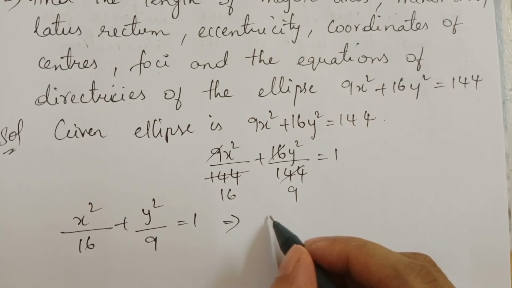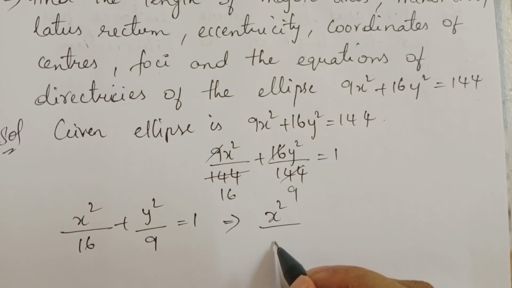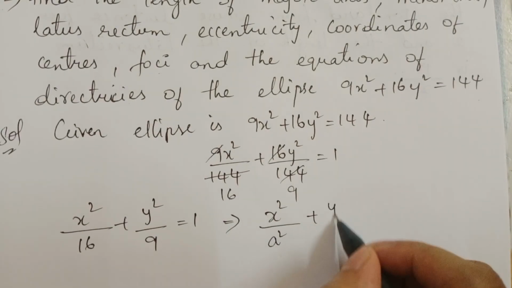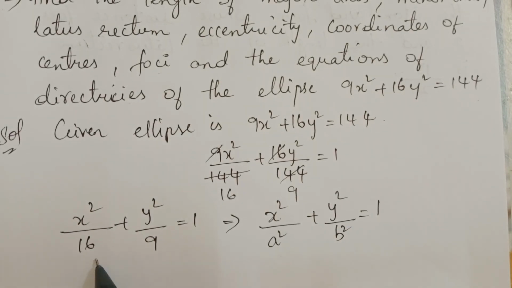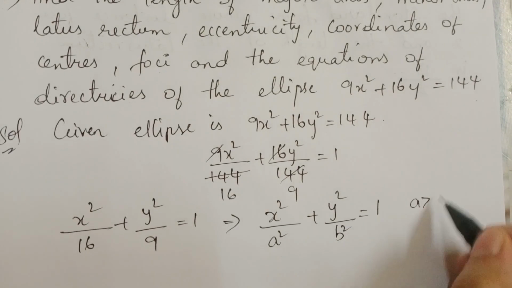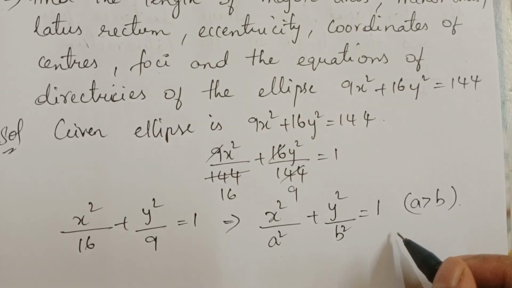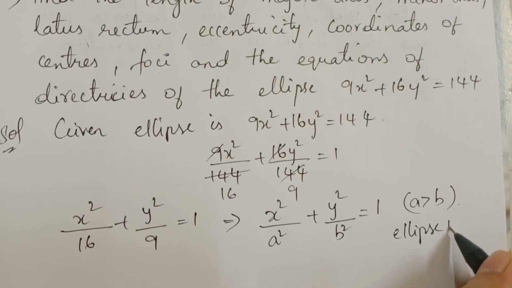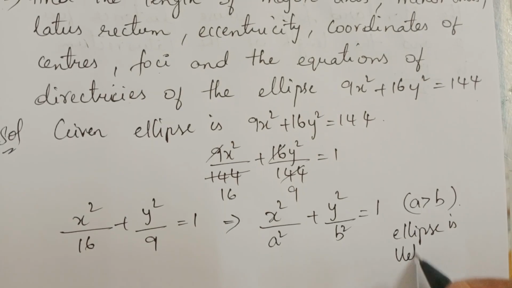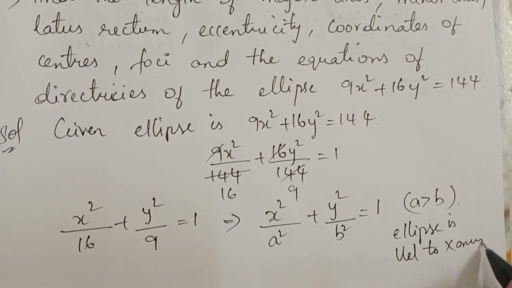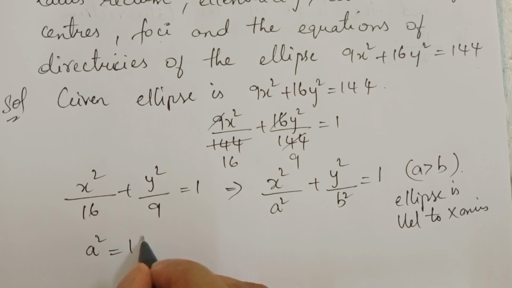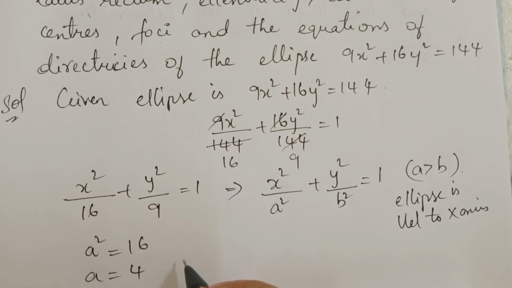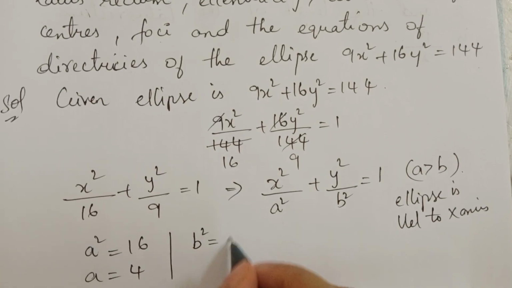So this can be compared with the standard equation x square by a square plus y square by b square equals to 1. Here value of a is greater than b, so it is a is greater than b and the ellipse is parallel to x-axis. Here we'll get the value of a square is equal to 16 and a will be equal to 4 and b square is equal to 9, b is equal to 3.